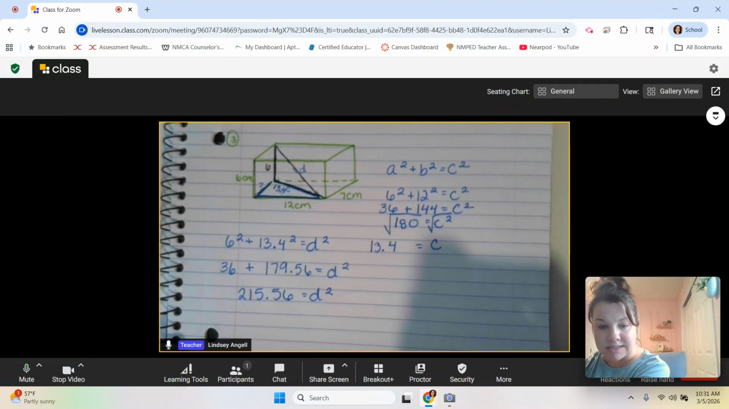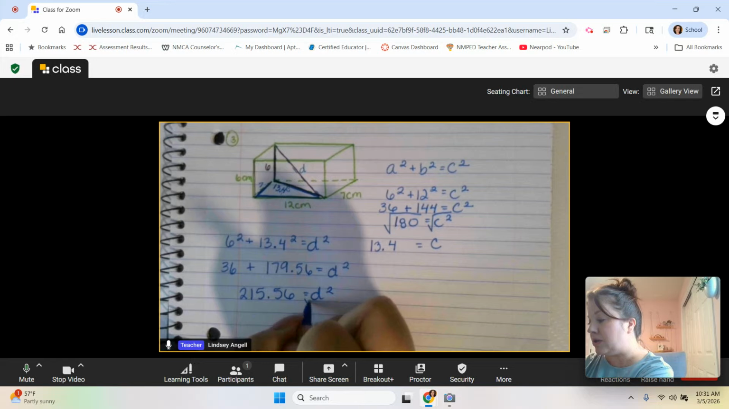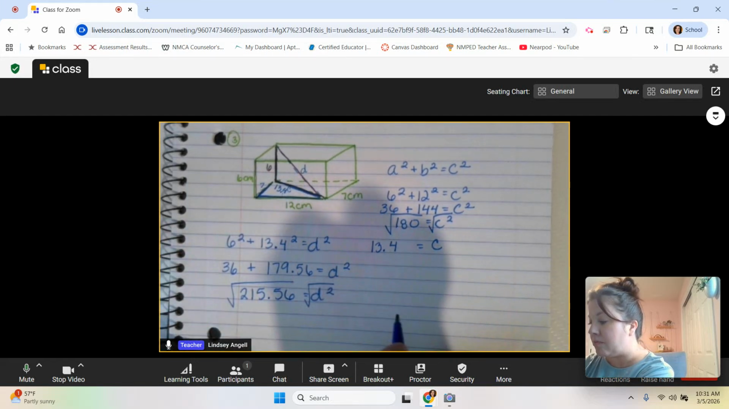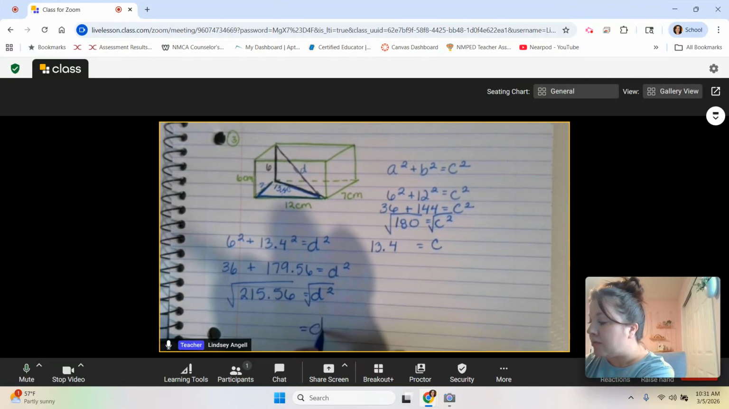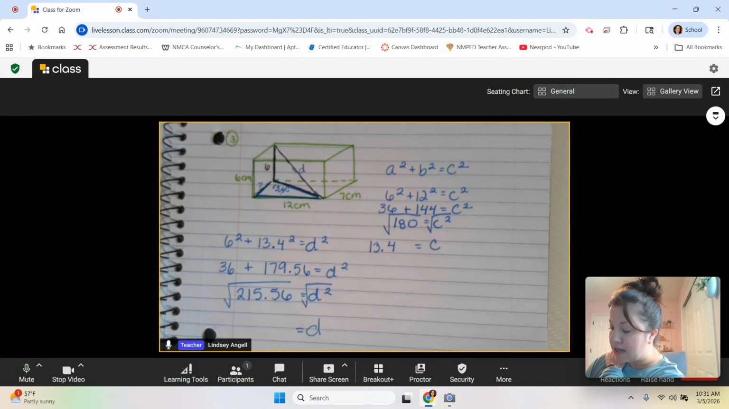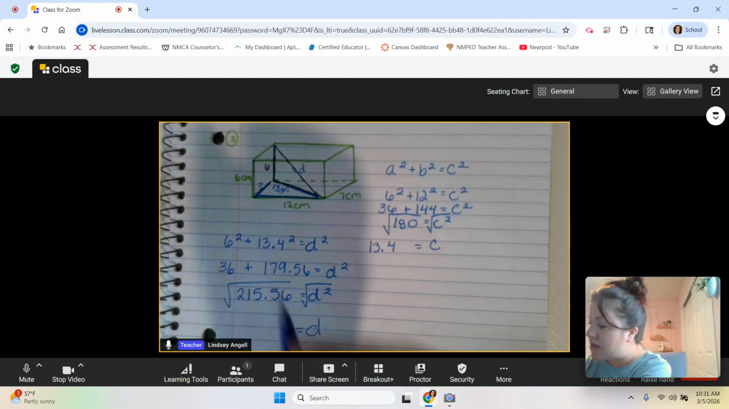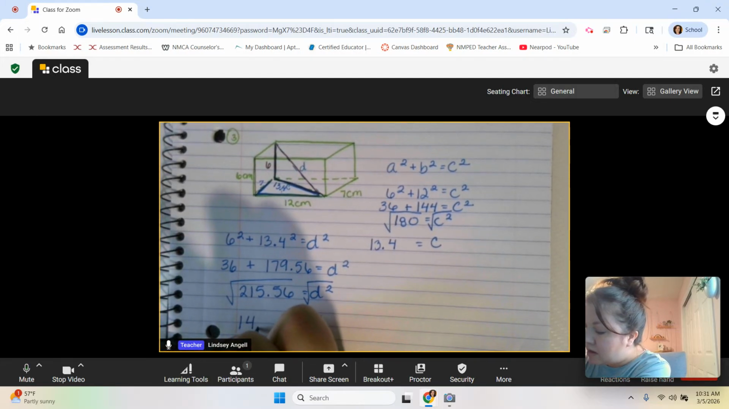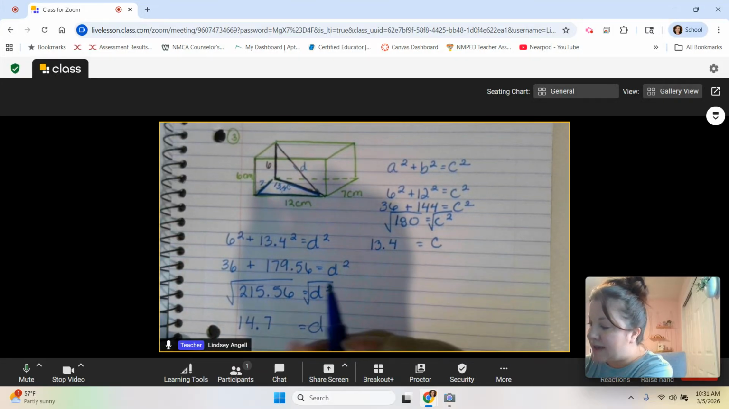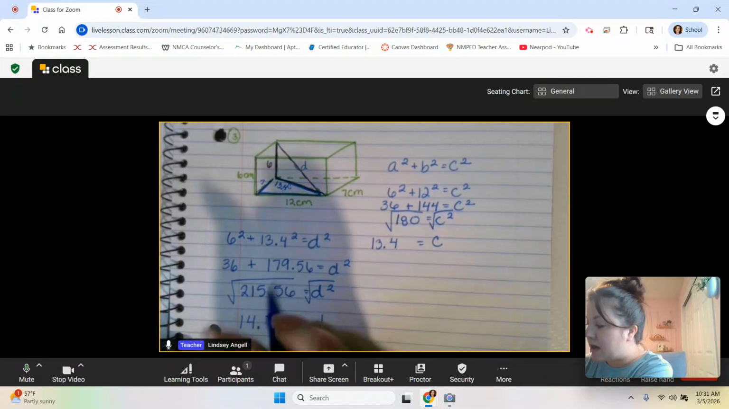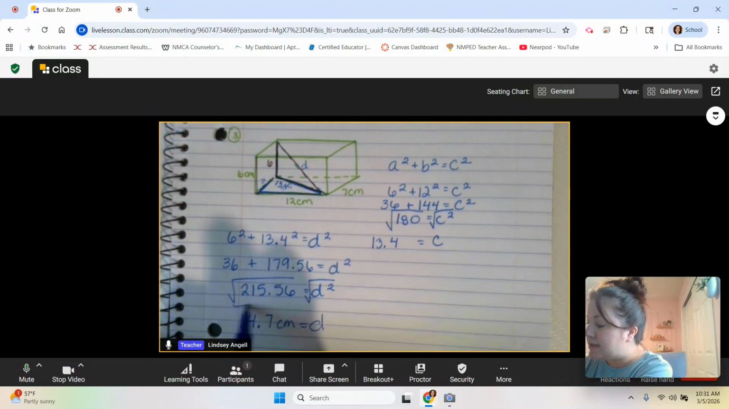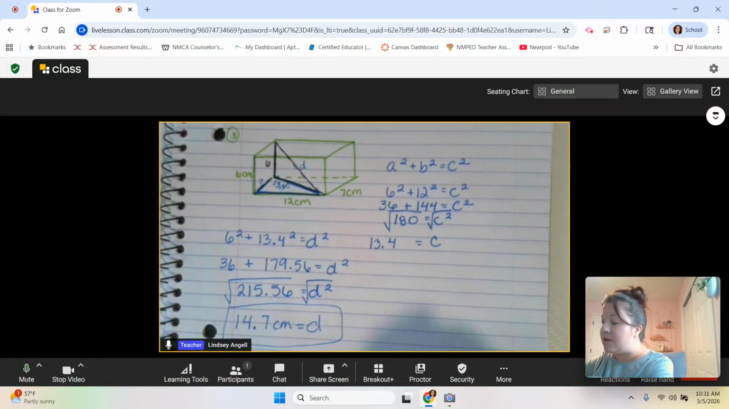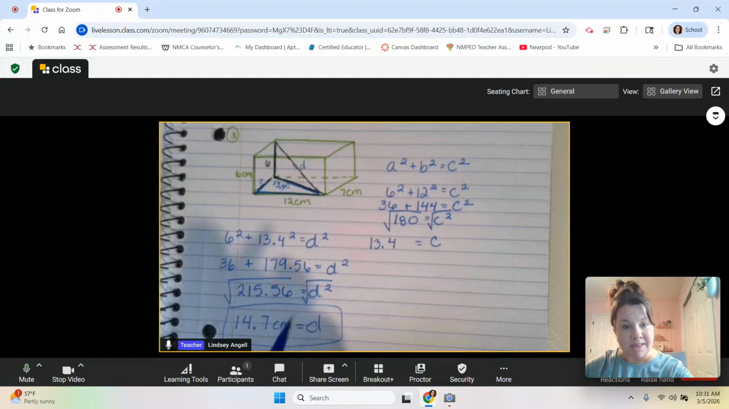And again, the last thing that I need to do is unsquare or square root both sides. On the right, I'll be left with d. That's exciting because that's my final goal. And then I'll square root the other side, which gives me about 14.7. In this case, all of these distances were in centimeters, and that would be your final answer. So you're going to have to use the Pythagorean theorem twice. Once with that bottom triangle and once with the diagonal.